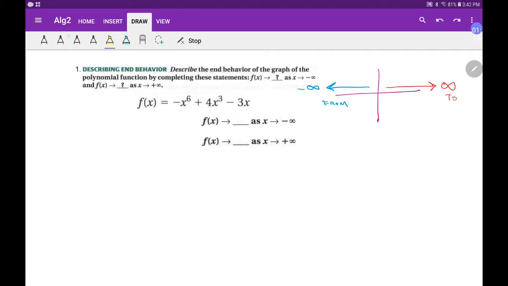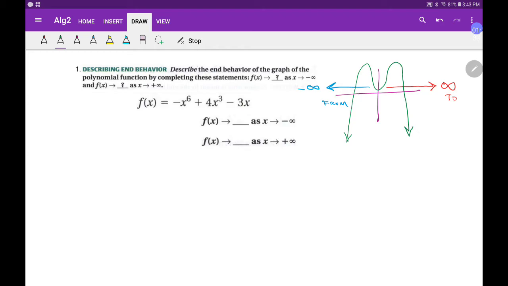Okay, so I could make up a story here. Basically, if it's to the sixth, I might have 1, 2, 3. Let's just say I have 3 turns. I might have more. I'm starting from down here and I'm ending up down here.